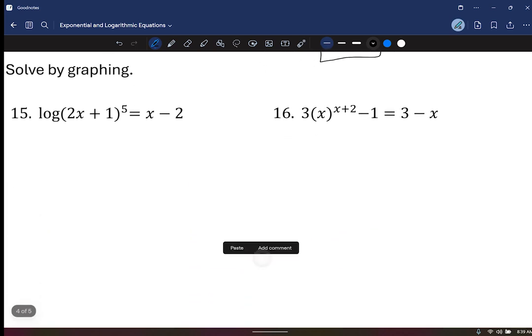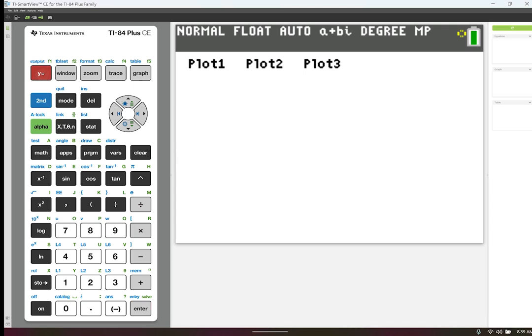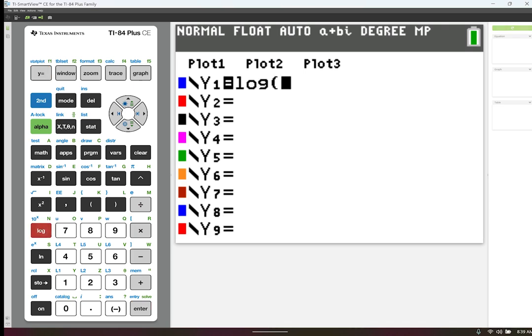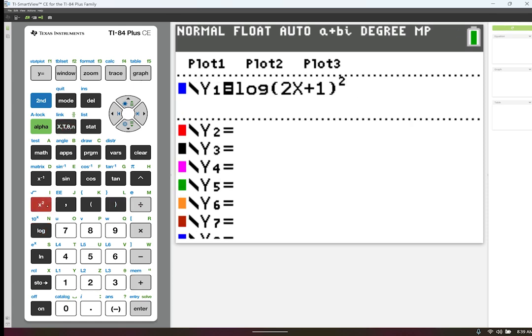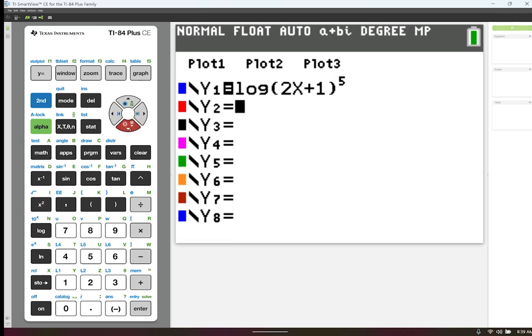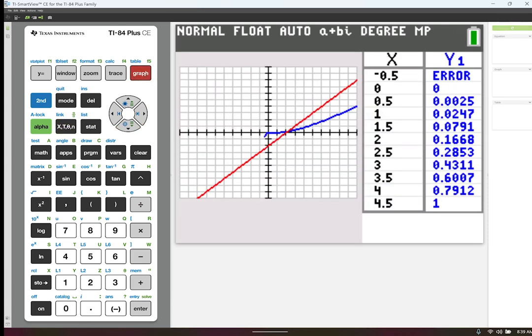All right, now we're going to solve by graphing, okay? So you're going to take one side and make that your y1, and the other side and make that your y2. So for my y1, I have log of (2x + 1), not squared, to the 5th. And then the other side is x - 2. So if you go to your graph here, the answer is where they intersect. So it's right here. It's not a pretty point, okay?